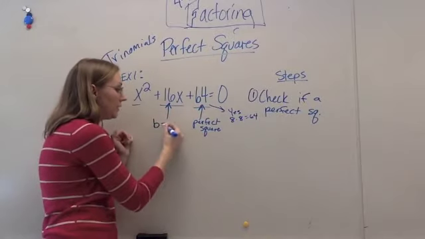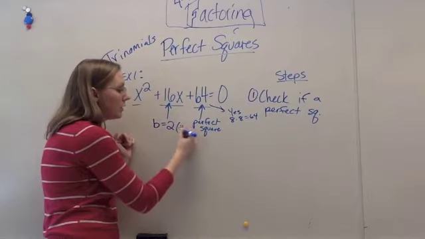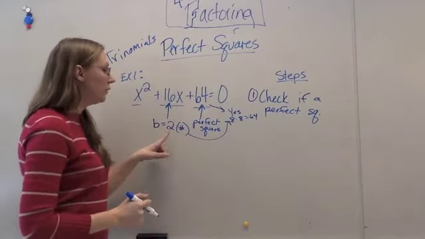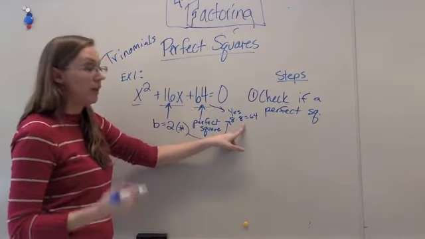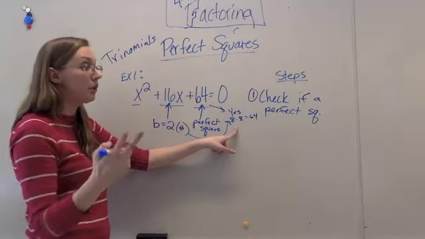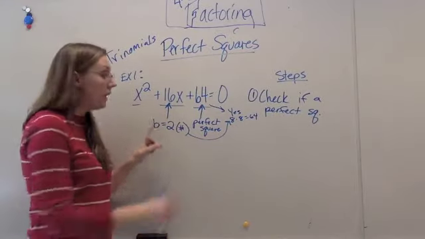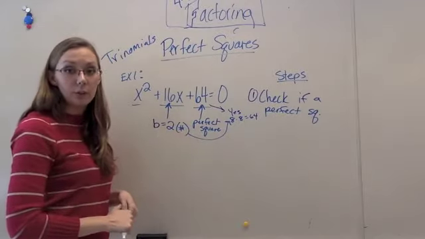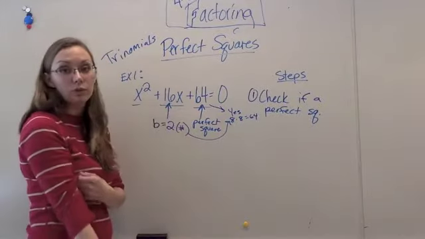Your b must equal 2 times whatever your number was that you got here. Okay, so if we look, we said the square root of 64 is 8, so that works. We're going to take that 8, we're going to double it. That's 16, that means this works also. If both of these things pass, then you know that you have a perfect square and you're going to be able to factor it quicker using our perfect squares rule for factoring.